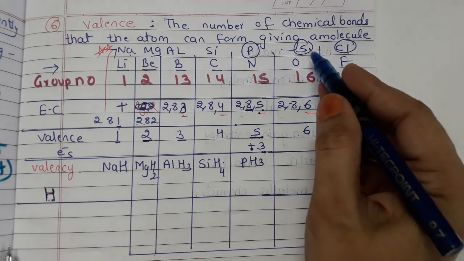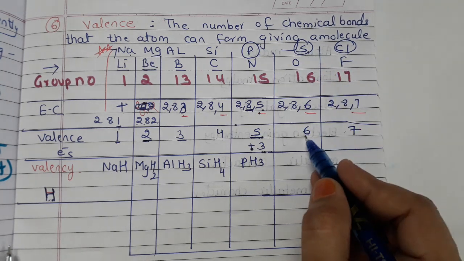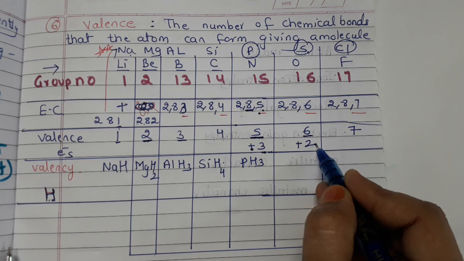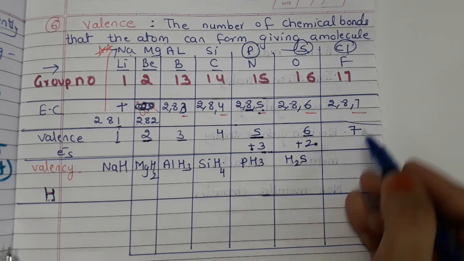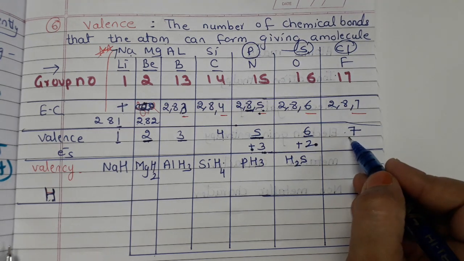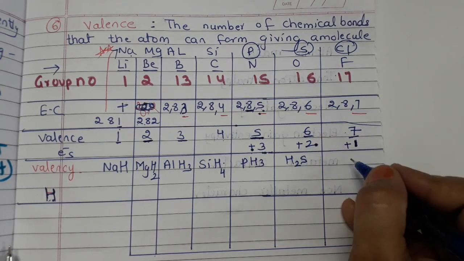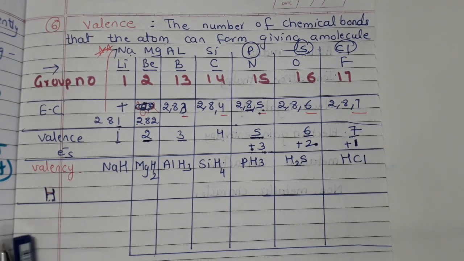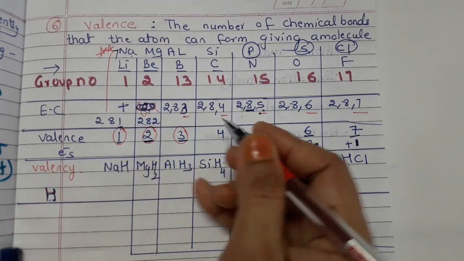Now let us come here. Sulfur is there. Sulfur has 6 valence electrons. It requires only 2 electrons to complete its octet, so it will accept 2 hydrogen. Similarly, chlorine has 7 electrons. It requires only 1 electron to achieve the octet state, so it will accept only 1 H. Only 1 H.